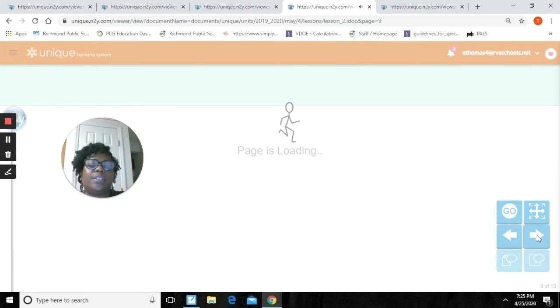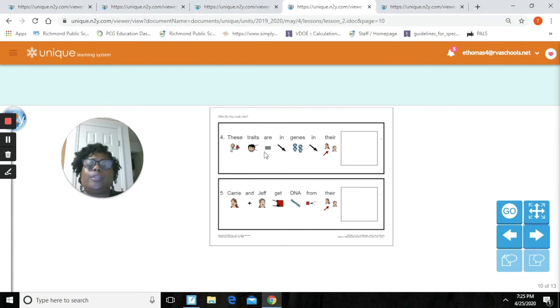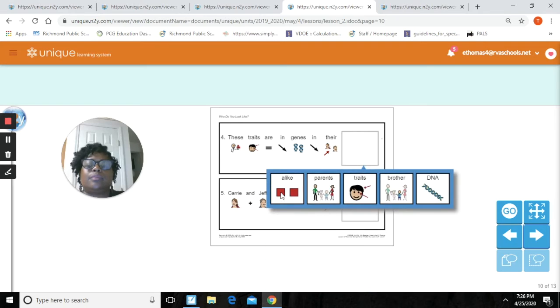All right, so let's move on to number 4. These traits are in genes in their what? Alike, parents, traits, brother, DNA. Which one makes sense? If we put alike there, would that make sense? These traits are in genes and they're alike.